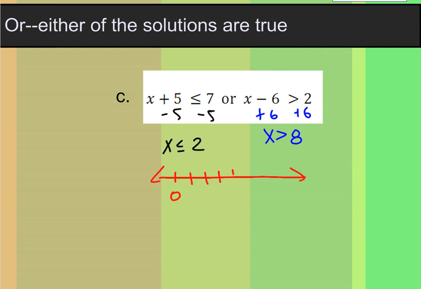1, 2, 3, 4, 5, 6, 7, 8. Let's go 9. So 2 has got to be a full circle because that's equal to. So I'm going to go that way. 8 is an open circle because this is just greater than. I'm going to go out. So that is what an or looks like. Or should go in opposite directions, and and should go towards each other.